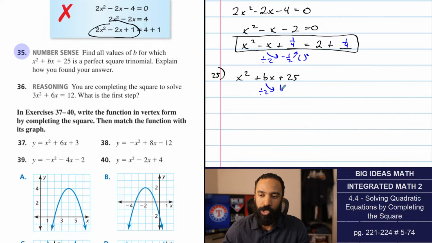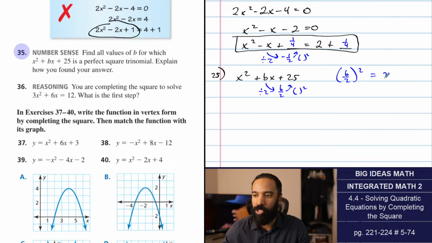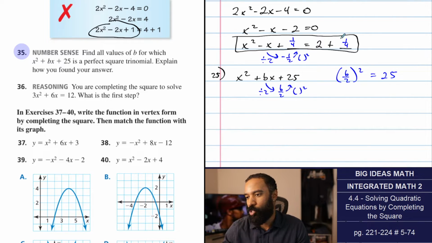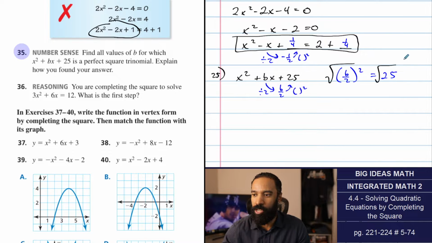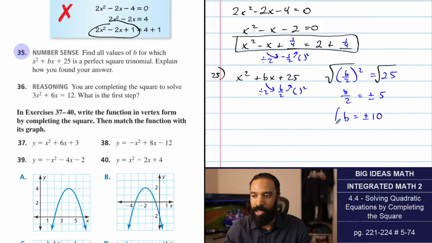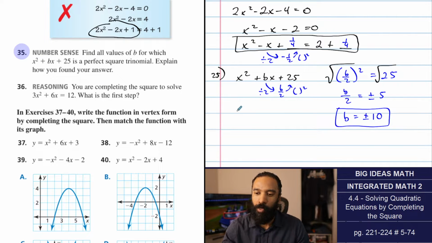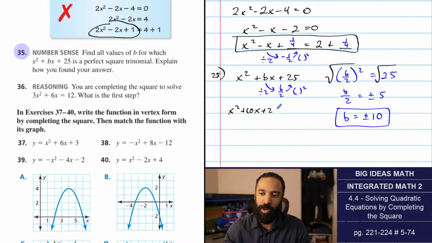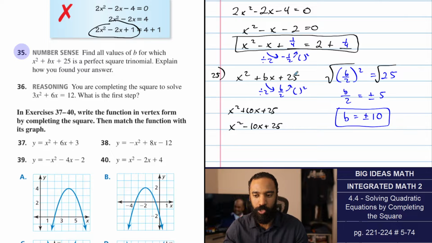If you divide this by 2, you get b over 2. When you square this, you're going to get b over 2 squared. So guys, b over 2 squared is our 25. Let's take the square root of both sides, and we get b over 2 equals, don't forget this, plus or minus 5. Now multiply both sides by 2, and you get b is plus or minus 10. These are the 2 different values for b. We can have x squared plus 10x plus 25, and that's a perfect square trinomial, or x squared minus 10x plus 25. That's also a perfect square trinomial.